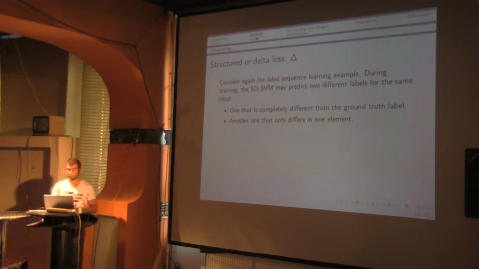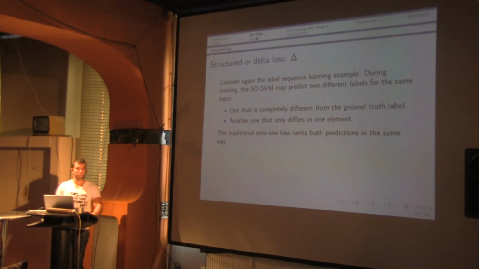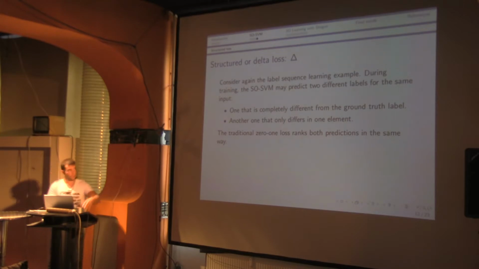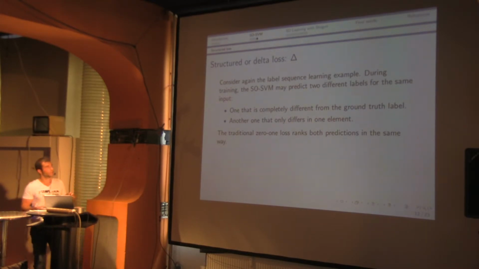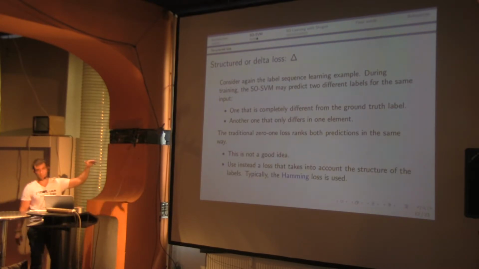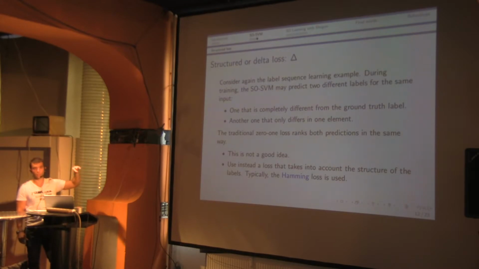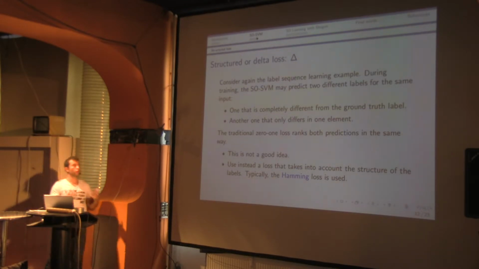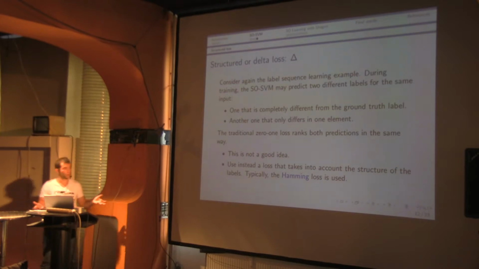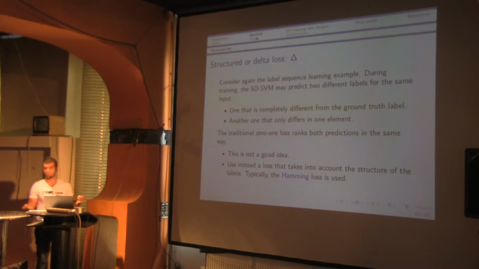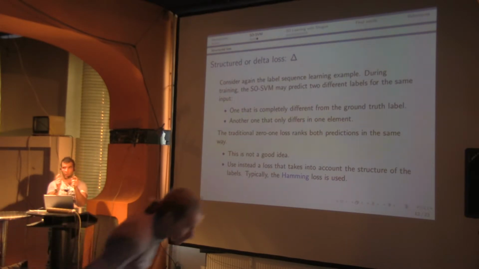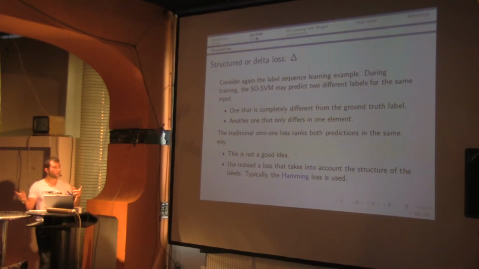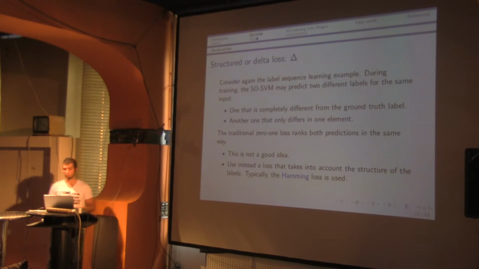So if we use the traditional 0-1 loss that is used with SVMs, both these predictions would be ranked equally. And this is not something that seems intuitively a good idea here, since one of the labels is really different from the ground truth, meanwhile the other is similar. So we have to use other kinds of losses in structured learning. The Hamming loss, which takes into account element-wise which elements are equal, is typically used here.